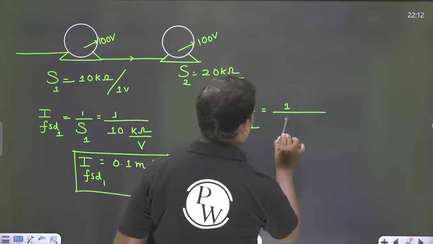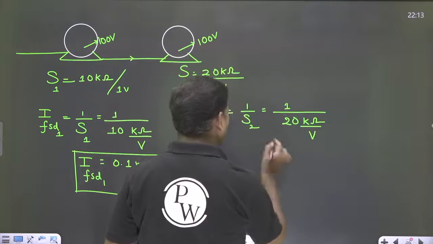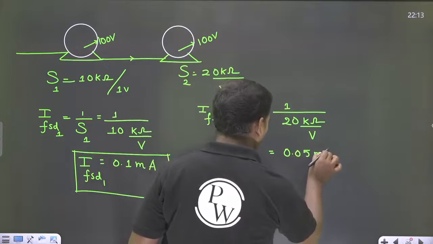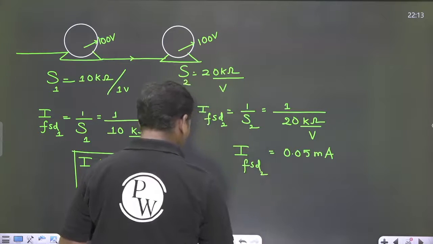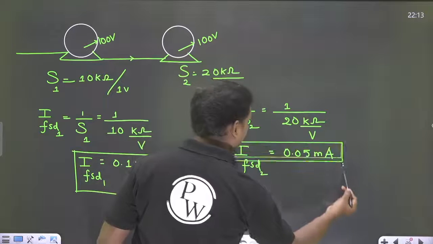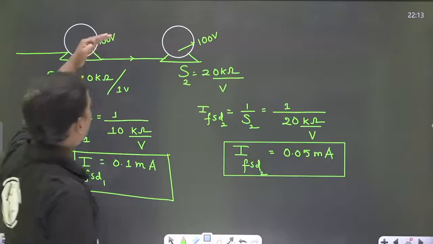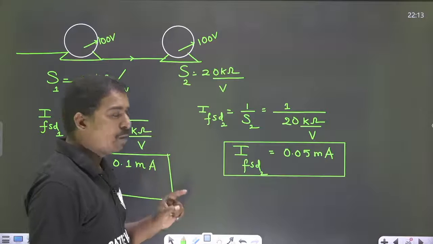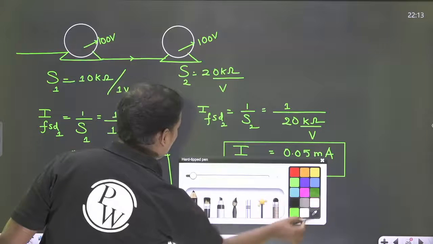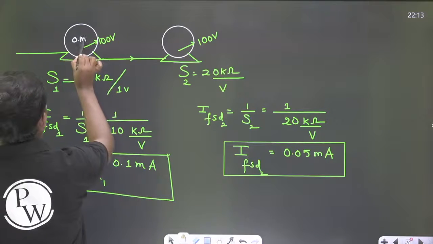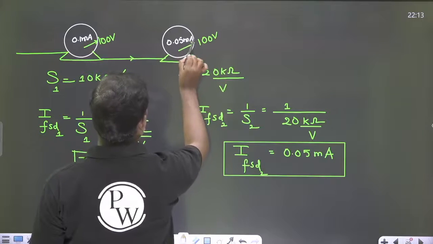Next, the full scale deflection current 2 is 1 by S2, the inverse of 20 kilo ohms per volt. That means 0.05 milliamperes, yes or not? So this is the second full scale deflection current. To show 100 volts full scale voltage, the first voltmeter needs a full scale deflection current of 0.1 milliampere, whereas the second has a full scale deflection current of 0.05 milliamperes.